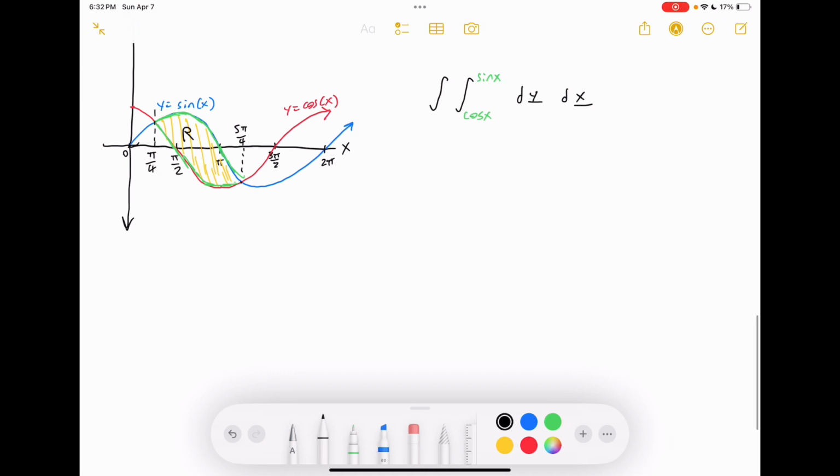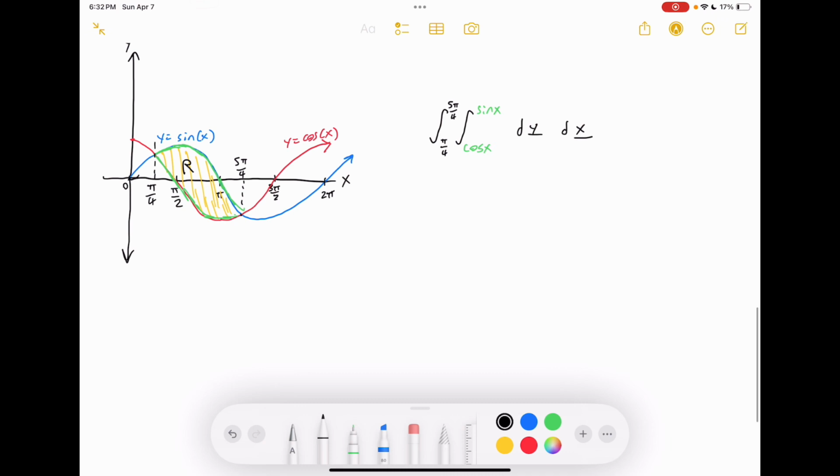So now we know that the x bound is from pi over 4 to 5 pi over 4, and we're going to just copy that down as follows: 5 pi over 4 and pi over 4. And let's erase these. Awesome, and that is literally our integral. You may be wondering, where's the thing in the middle? Why is there no function?